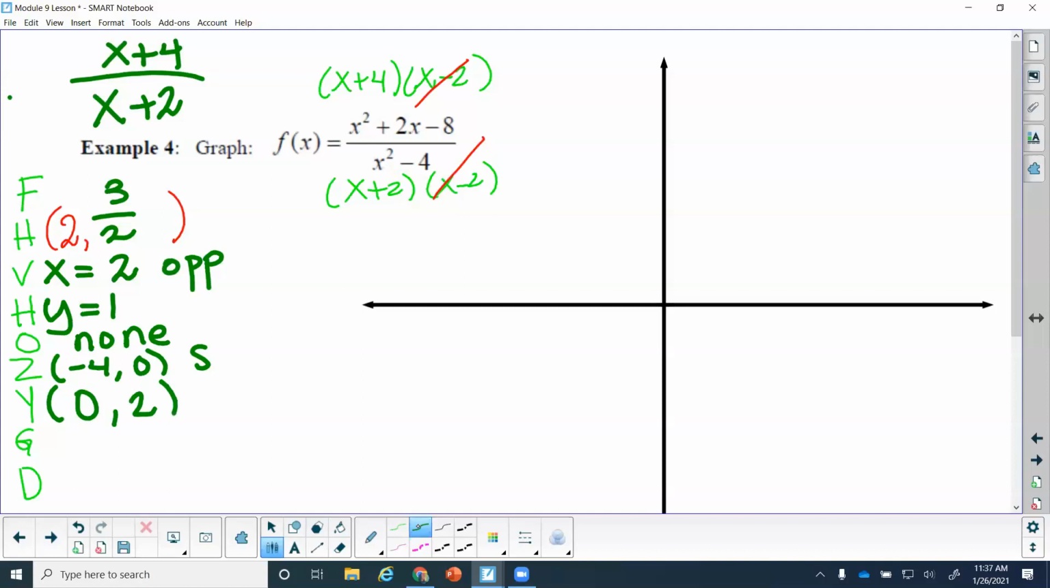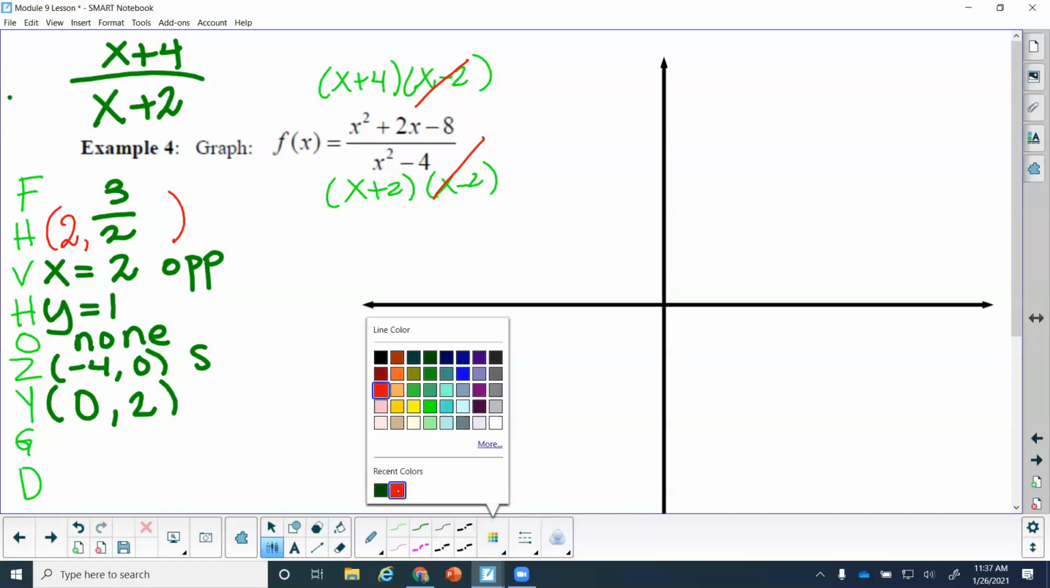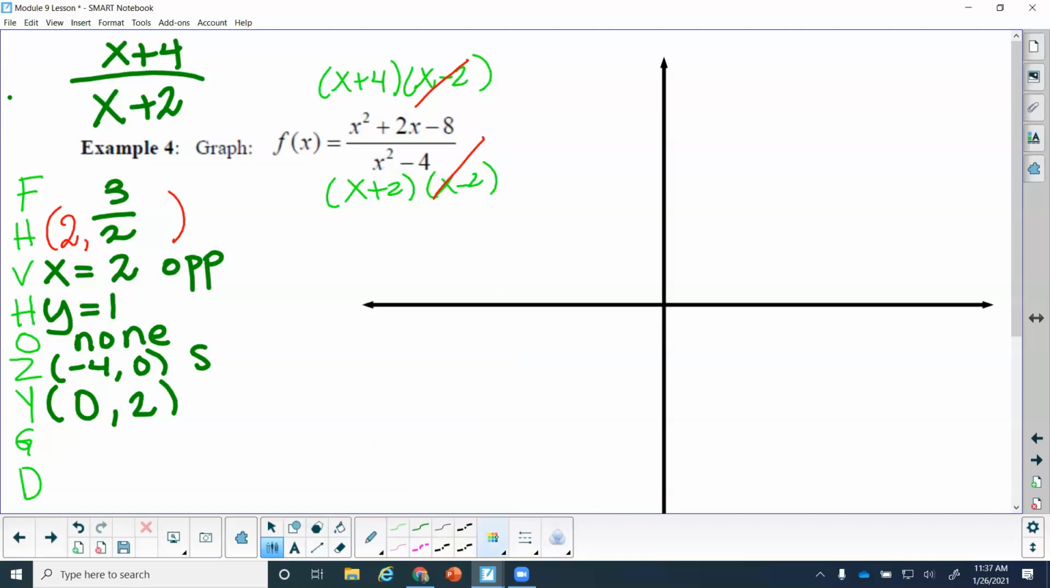All right, let's graph. Any questions on that? All right, so what do we know? We know we have a hole. So your hole is at 2, 3/2. If you're using the packet, you can count. If you're sketching like me, just kind of estimate where it is. +2 and 3/2. Exaggerate that hole. Make sure we can see the paper through it. Use your red pen.